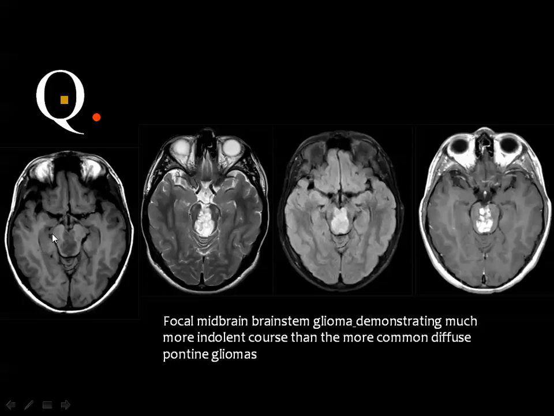Axial T1, T2, FLAIR and the contrast enhanced MRI of the brain. Yes, and you can see the answer is written below the images. This is a brainstem glioma, a space occupying lesion inside the brainstem. Looks low signal in the T1, high signal in the T2 and the FLAIR, with evident contrast enhancement.